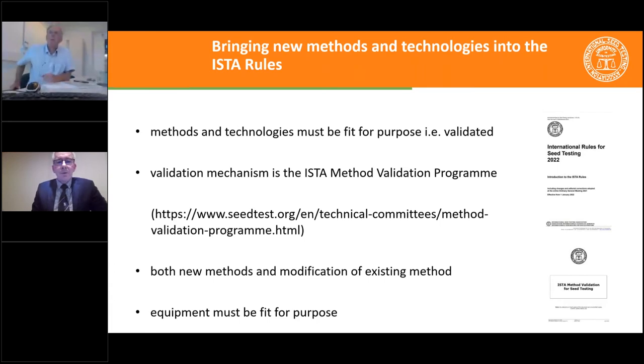And of course, within the rules and the operation of the laboratories within their quality management system, equipment must also be fit for purpose. And we'll also pick that up a little bit at the end of this presentation.